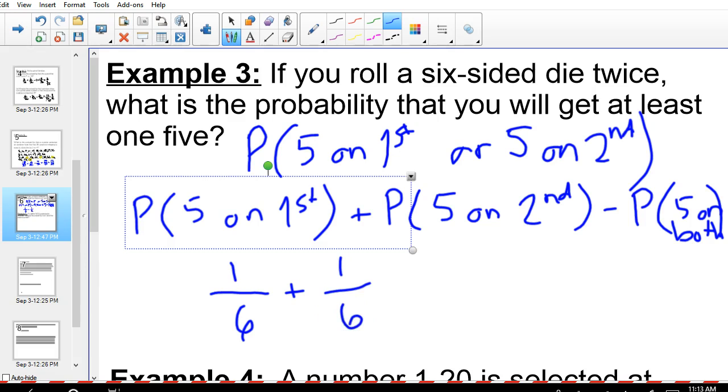And then what's the probability that we get 5 on both? If we get 5 on both, it's just 5 and 5 is your only possibility.